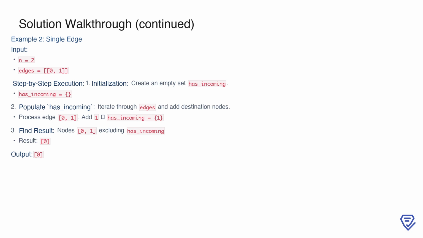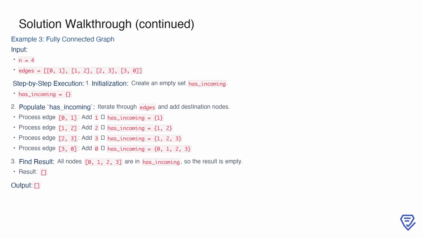To determine the result, we take all nodes from 0 to n minus 1, which are 0, 1, and exclude those in has_incoming. The only node left is 0, making the result [0]. This illustrates how the approach works even for very simple graphs.